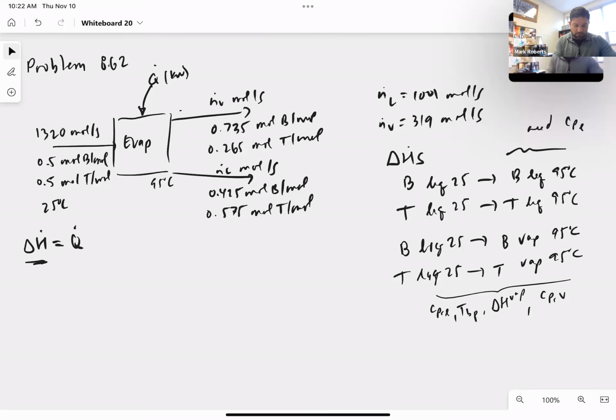For our enthalpy table, what we're going to need is the substance.